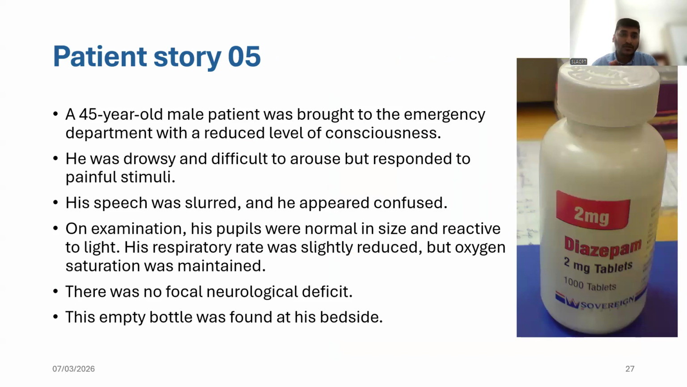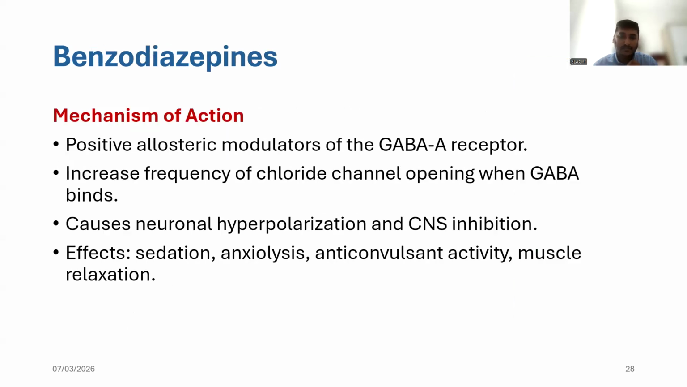So the last case is on medication overdose. A 45-year-old man is brought to hospital with a reduced level of consciousness, who is drowsy and difficult to arouse. His speech was slurred and he appears confused, and his pupils are normal in size and reactive to light. No focal neurological deficit, but there was an empty bottle found at the bedside. It's apparently diazepam, so this is benzodiazepine overdose.